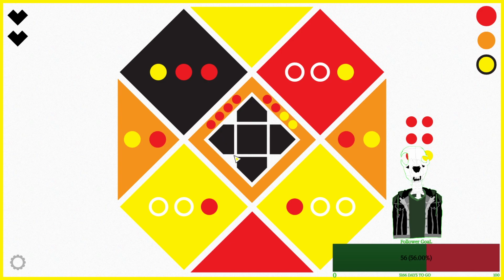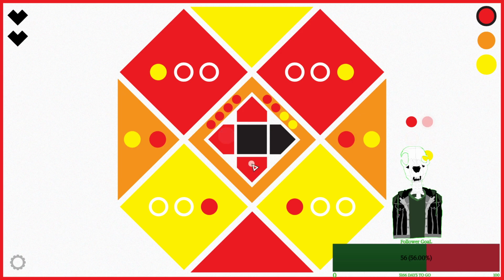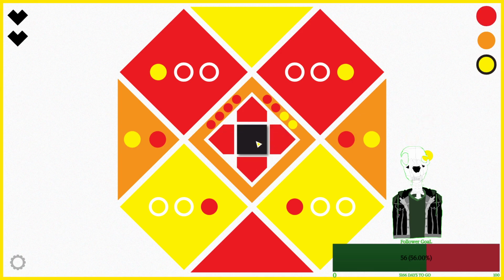So what is this touching? A yellow, and a red. So that gets rid of this, and the rest is all red. Which means everything but the center cube is certifiably red. Which means it's yellow.